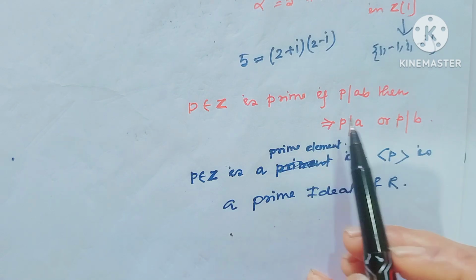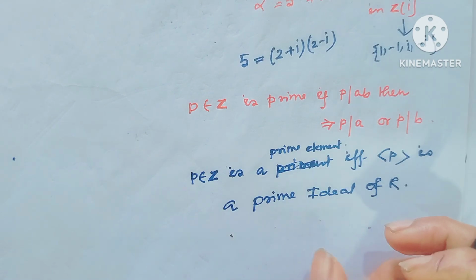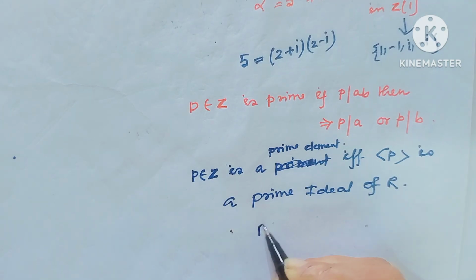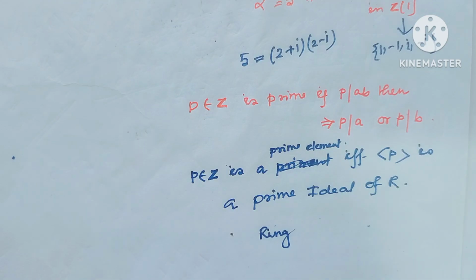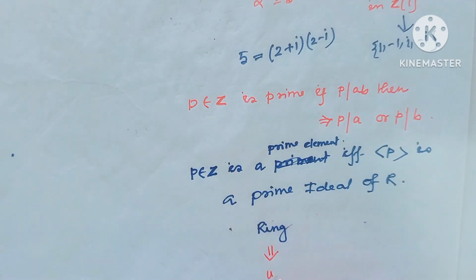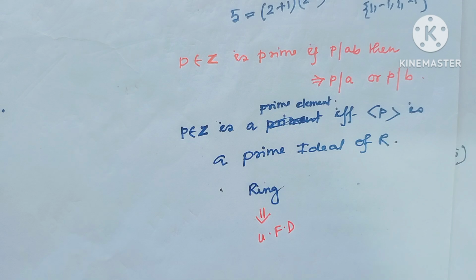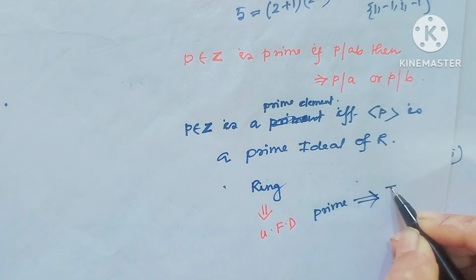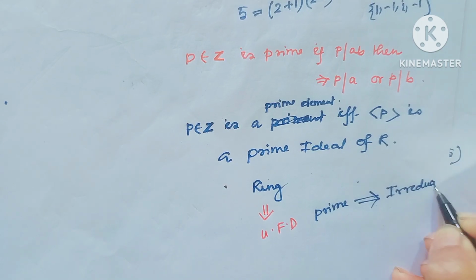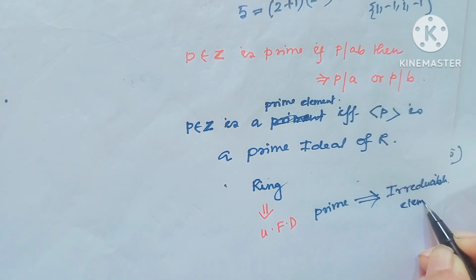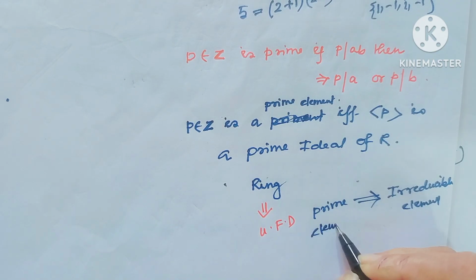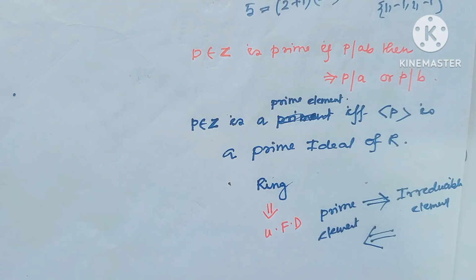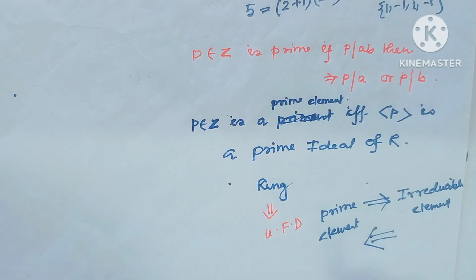Actually in Z, prime and irreducible elements coincide. But for every ring otherwise this is not the case. But if the ring is a UFD, then prime implies irreducible element. Prime element implies irreducible element, and this is an if and only if condition: also an irreducible element implies a prime element.